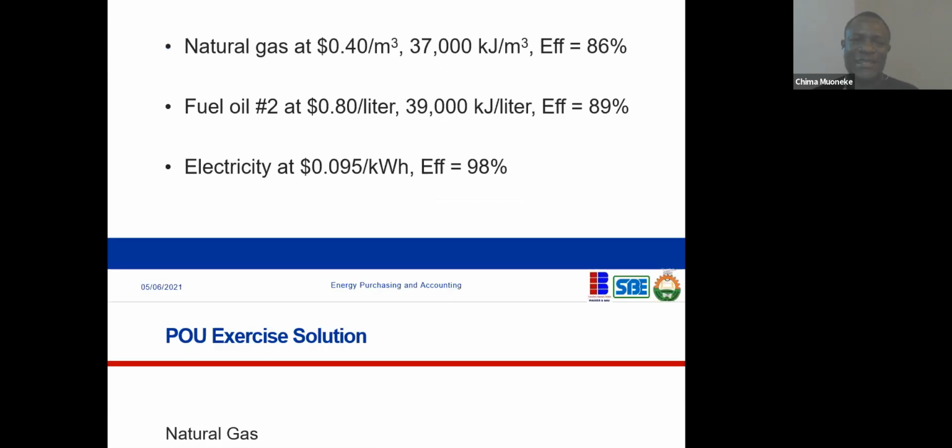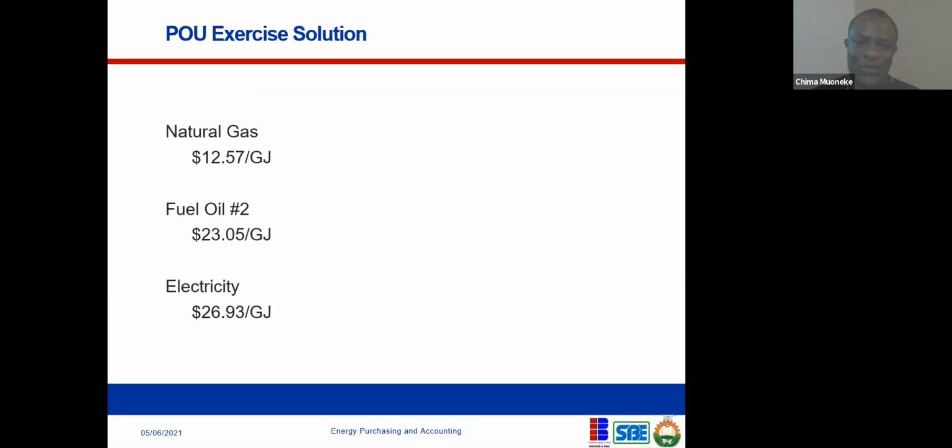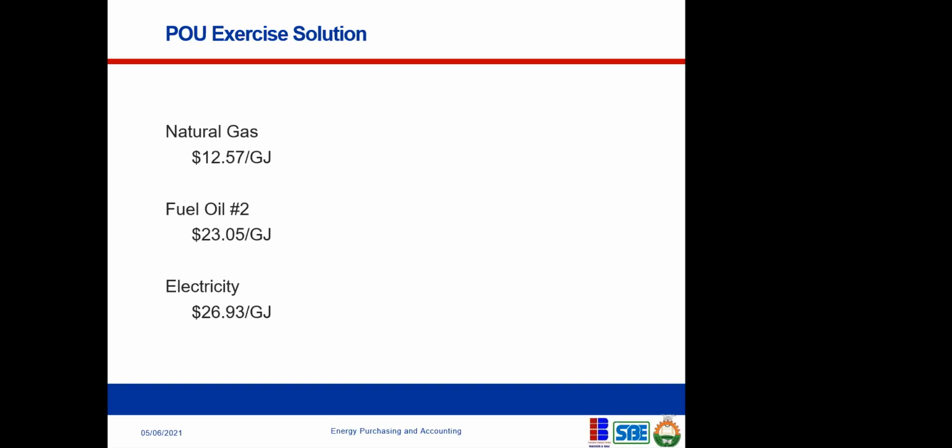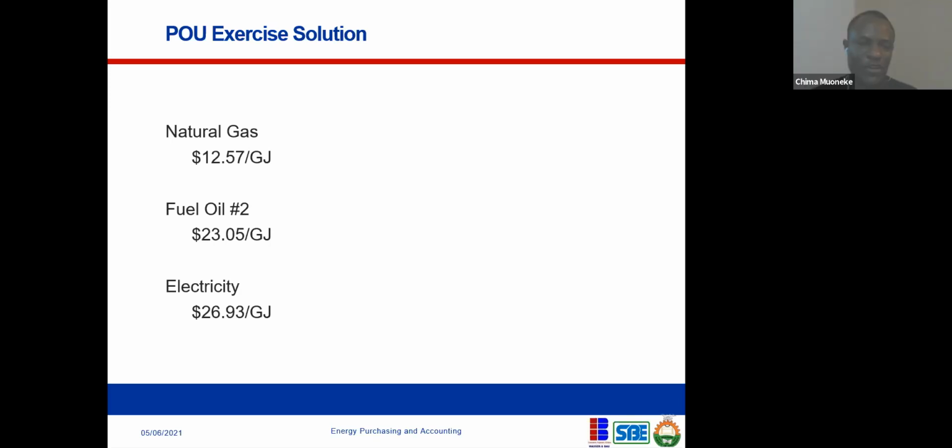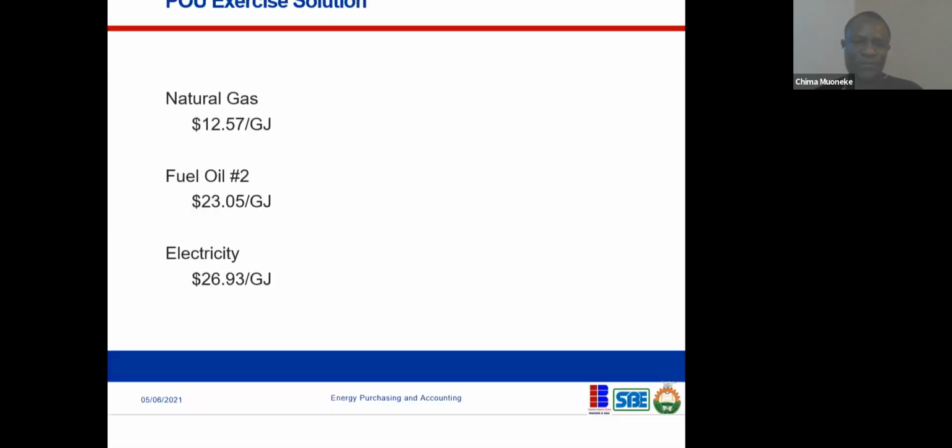So these are the three answers. For natural gas, we have 12.57. If the customer is using fuel oil, it's going to cost him 23.05 per gigajoule. All of them are per gigajoule. If he's using electricity, it's going to cost him 26.93 per gigajoule. Which one would you recommend for the customer? Natural gas. Exactly. But if you don't do this calculation, you wouldn't know. So you need to do your point of use calculation to determine which one is more viable.